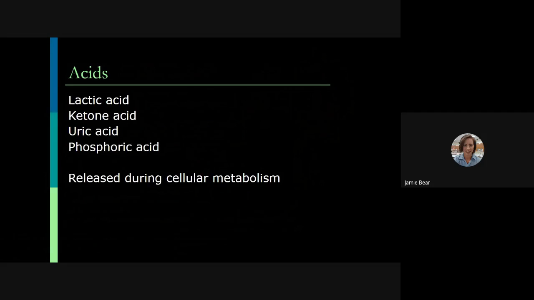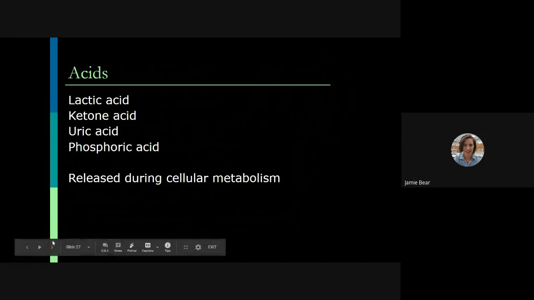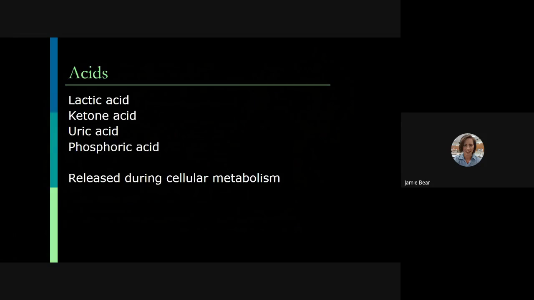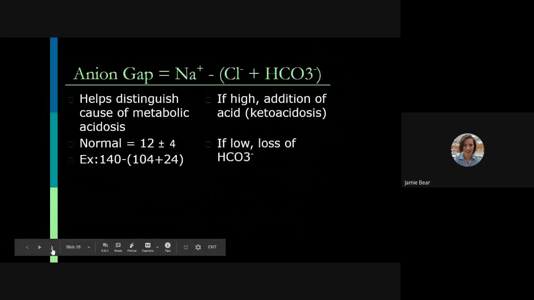Fixed acids in the body can be lactic acid, ketone acids, uric or phosphoric acids. These acids are all released during cellular metabolism. And we know that during cellular metabolism, if our body is going to maintain homeostasis, we have to have a good oxygenated environment in those tissues. So when we don't, and homeostasis is disrupted, we could build up these fixed acids, leading to a metabolic acidosis.